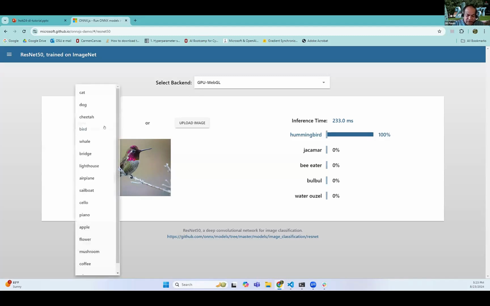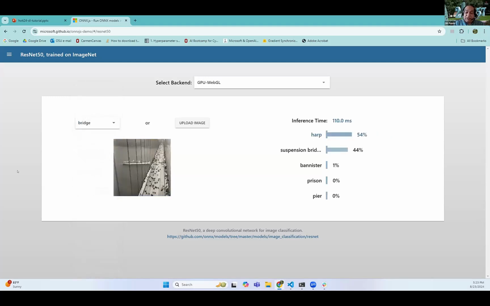So let's select another one. Select bridge. So here you will see this is a bridge, might be the Golden Gate Bridge in San Francisco. Many of you might have seen it, but on the right hand side it is not able to inference it properly. It says it looks like a harp. Because of those strings, it is detecting it as a harp, or then a suspension bridge with 44%. So this is an example saying, look, the training might not have been done properly.